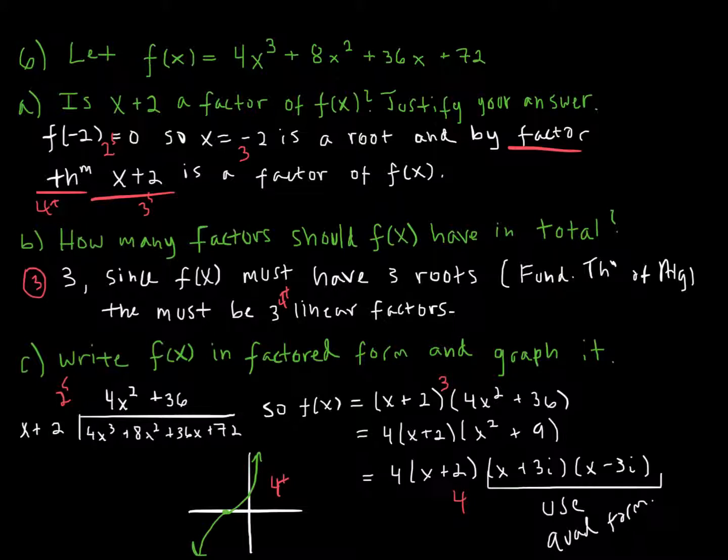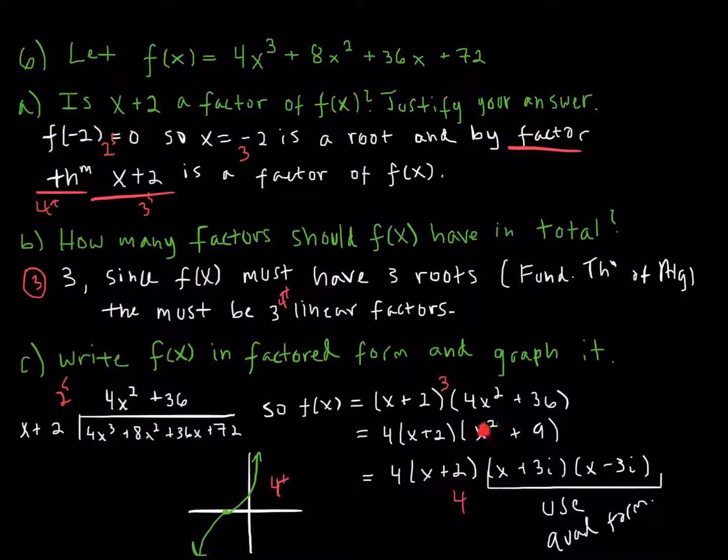So I do polynomial division. I get 4x squared plus 36. So my function is x plus 2 times 4x squared plus 36. I look to factor this out. I'm going to pull out a 4, and I can use the quadratic formula by setting this equal to 0 to solve for the 2 roots of this, and that will allow me to write the 2 factors.